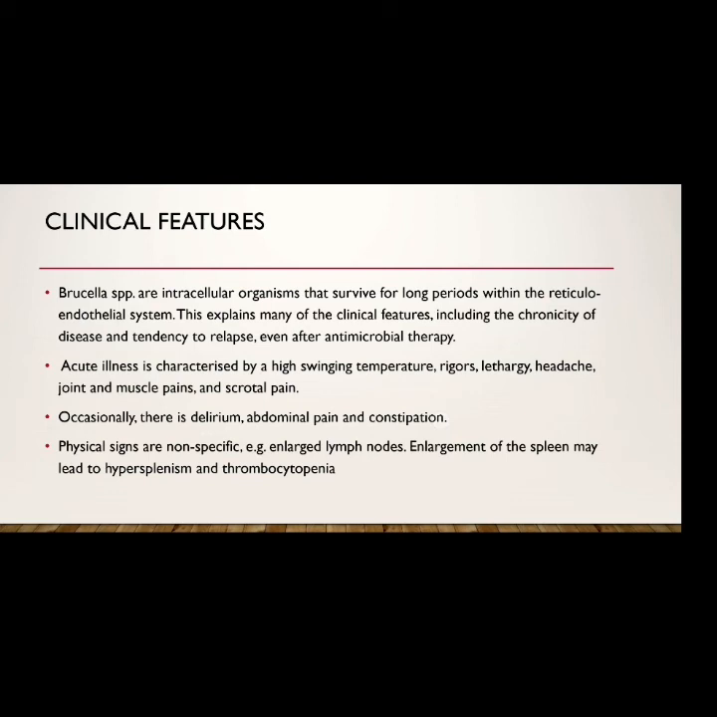Acute illness is characterized by high swinging temperature, so fever, with rigor, lethargy, headache, joint pain and muscle pain, and also scrotal pain. All these are the clinical features for patients with brucellosis. Occasionally, delirium occurs, abdominal pain, and also constipation can occur. Now, what are the physical signs? Physical signs are non-specific. For example, lymphadenopathy, enlargement of lymph nodes, and enlargement of the spleen, splenomegaly, which may also lead to hypersplenism and thrombocytopenia.